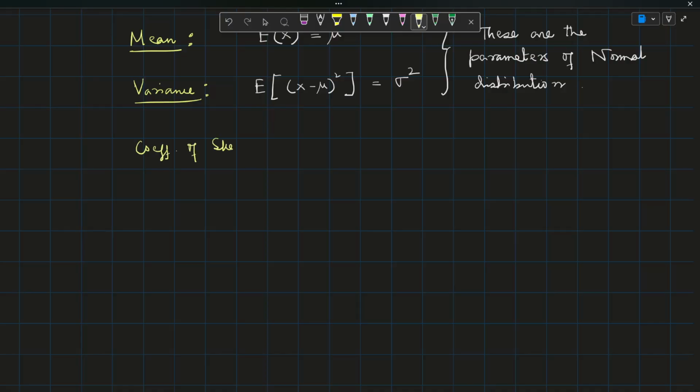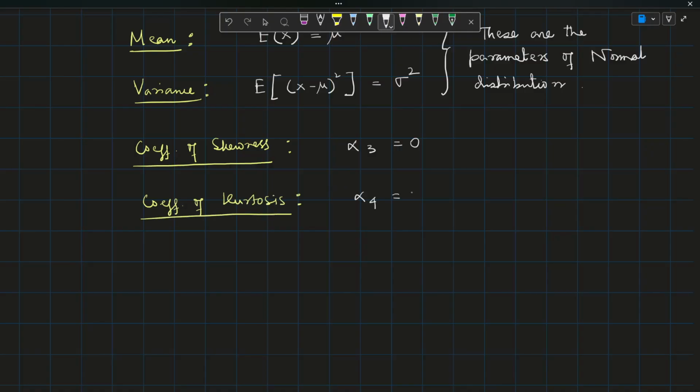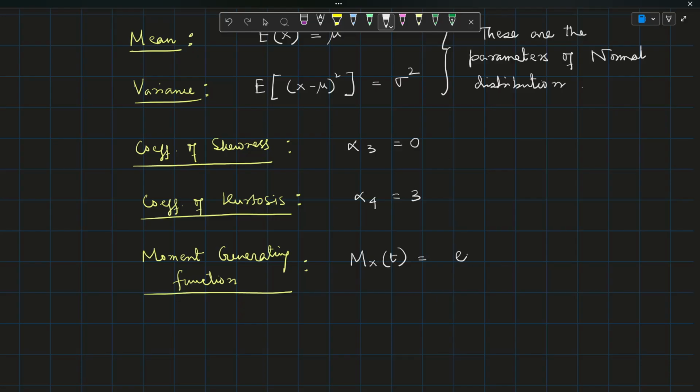Now there is the coefficient of skewness. As we have guessed from the normal curve, alpha 3 will be 0. Then the coefficient of kurtosis for a normal distribution is alpha 4 equals 3. And the moment generating function, we will show later how these results come. So for now, just remember them as a formula. The moment generating function M_x(t) equals e to the power mu t plus sigma square t square by 2.